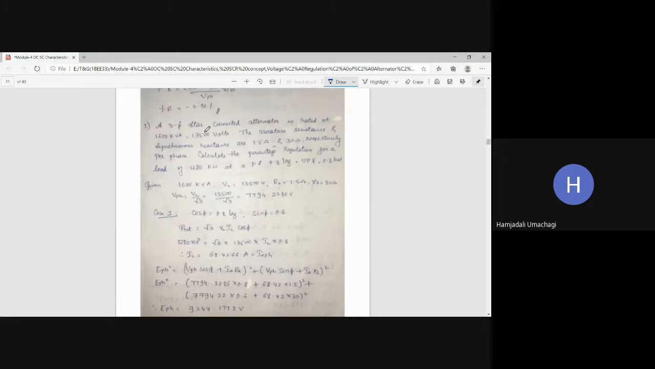That is equal to square root of 3. VL is known to us. Line voltage is given in the beginning itself, that is 13,500. And what is the line current value? That I don't know. This is unknown to us. And here for case 1, what is the power factor? Power factor is 0.8. So now all the things are known. The only unknown here is line current, IL. So if you calculate IL, tell me the answer for IL here.